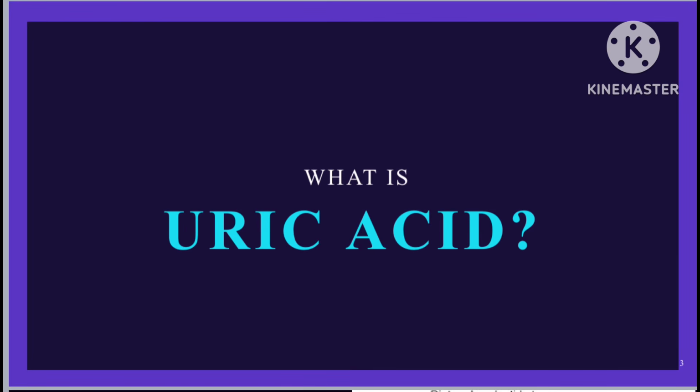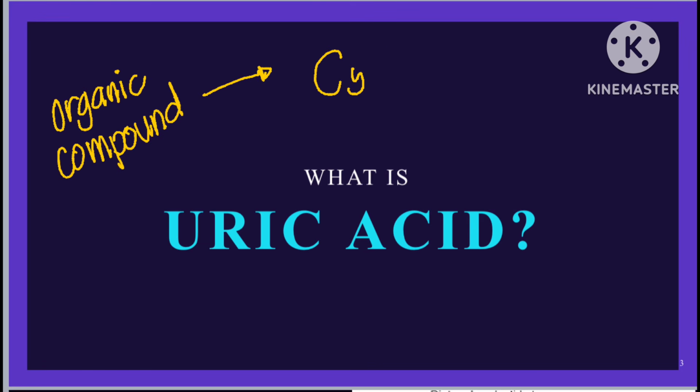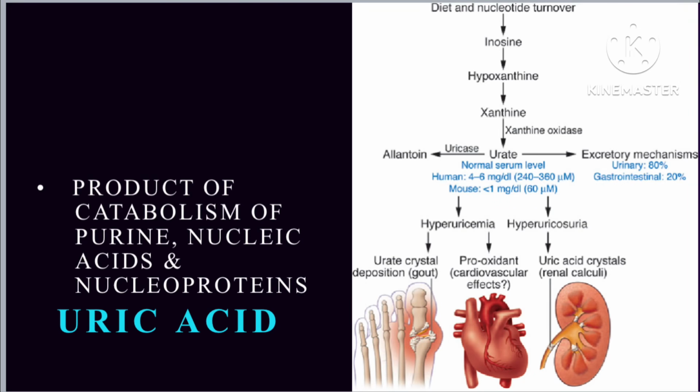So to help recall, what is uric acid? For biochemistry, you may say that uric acid is an organic compound with the chemical formula C5H4N4O3. We all know that it is the final oxidation product of purine metabolism in humans and higher primates.